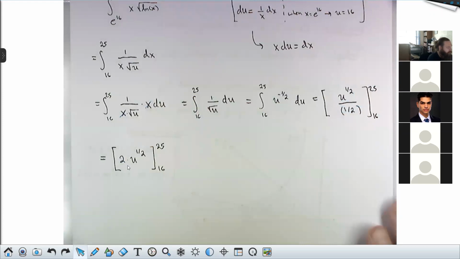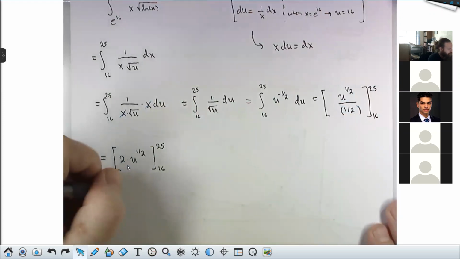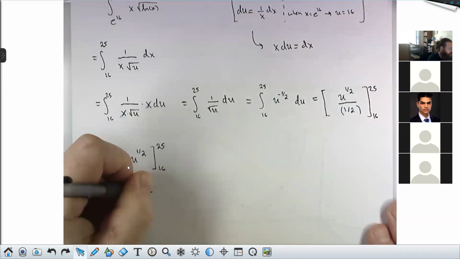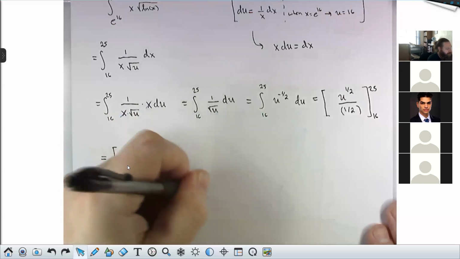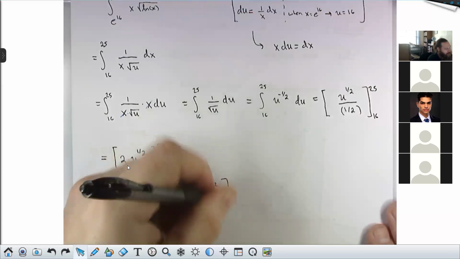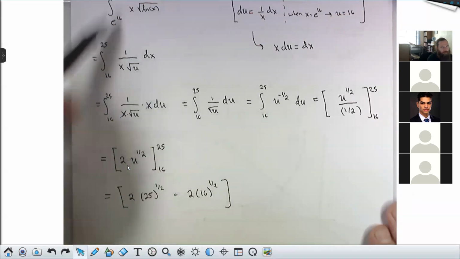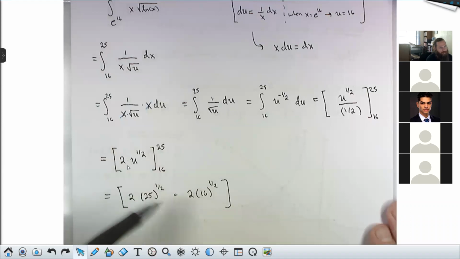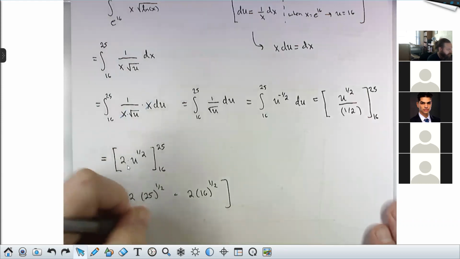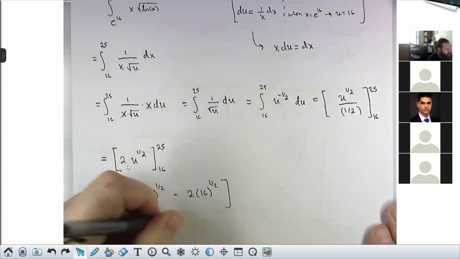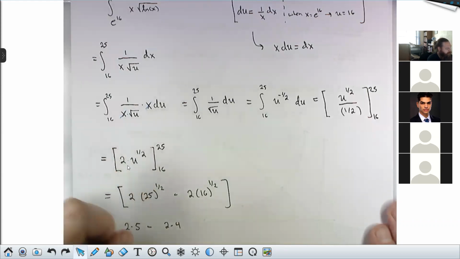And now we're ready. This would be 2 times 25 to the 1/2 minus 2 times 16 to the 1/2. And you see now why they made these perfect square powers of e, because you're going to end up taking square roots of those powers at the end. So that's 2 times 5 minus 2 times 4, or 10 minus 8, which is 2.